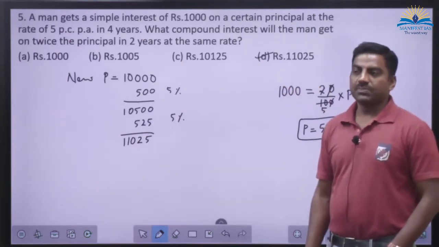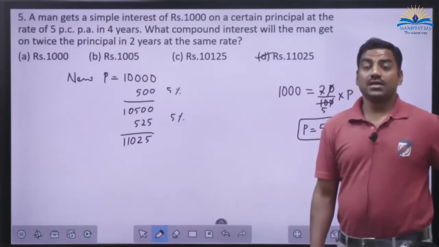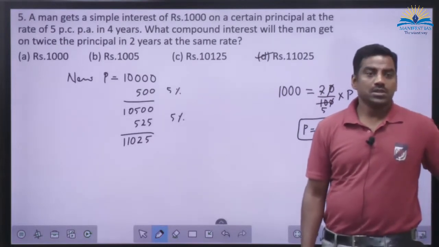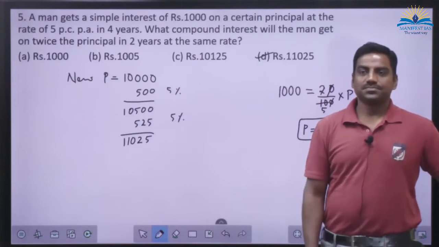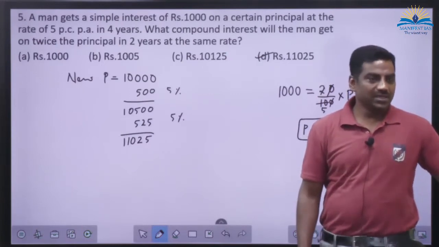See, whenever it comes to a simple interest problem, unless equations are required, for example P1 plus P2, only for those questions you have to use pen and paper. Otherwise, try to calculate orally for simple interest. Okay.